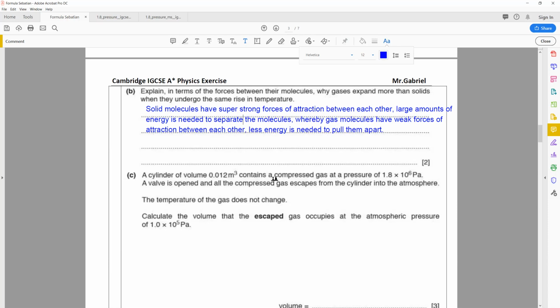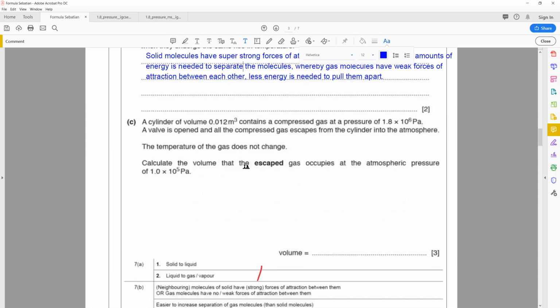Then after that, what do they want from you? A cylinder of volume 0.12 meter cube contains a compressed gas. A valve is opened and all the compressed gas escapes from the cylinder into the atmosphere. The temperature of the gas does not change. Calculate the volume that the escaped gas occupies at the atmospheric pressure.